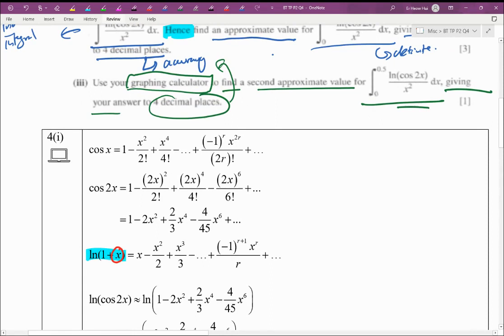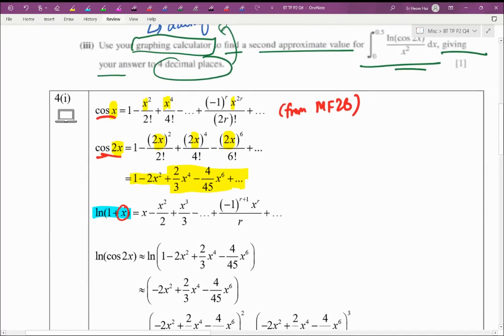Now, before I can find ln of cosine 2x, I will need to find the expansion for cosine 2x. So how do I find cosine 2x? I need to find the expansion for cosine x first, which is provided by MF26. So for MF26, this is what you have. Then, in order to find cosine 2x, I replace the x that you see here with 2x. And that's how I obtain the Maclaurin's expansion for cosine 2x up to x to the power of 6.